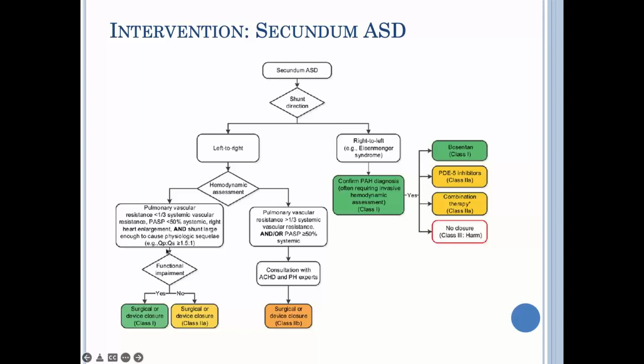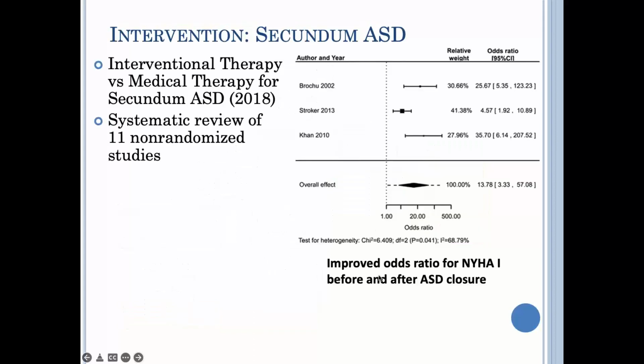And based on that, they look at the functional impairment, and then that provides you with the level of evidence and classification for recommendations of surgical or device closure if they're functionally impaired and if they meet all the hemodynamic requirements as well. And if not, you follow those previous recommendations for any other class 2A or class 2B indications for closure.